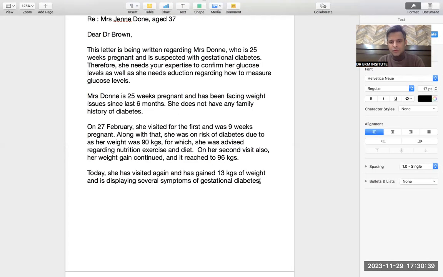Now you can write a couple of symptoms such as blurred vision and feeling thirsty, or maybe frequent urination and etc. Don't write all the symptoms. We just want to tell the doctor that she is having many symptoms of this.